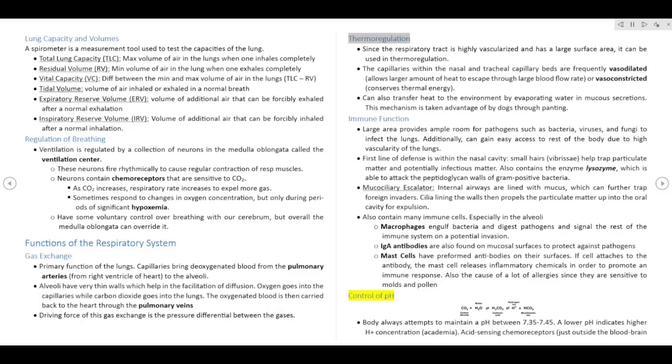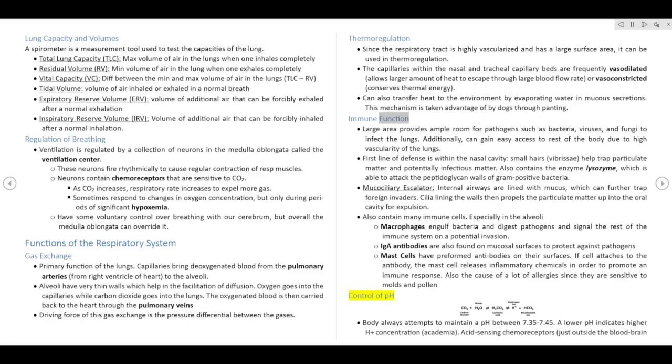Thermoregulation. Since the respiratory tract is highly vascularized and has a large surface area, it can be used in thermoregulation. The capillaries within the nasal and tracheal capillary beds are frequently vasodilated, which allows a larger amount of heat to escape through large blood flow rate, or vasoconstricted, which conserves thermal energy. Can also transfer heat to the environment by evaporating water in mucus secretions. This mechanism is taken advantage of by dogs through panting.